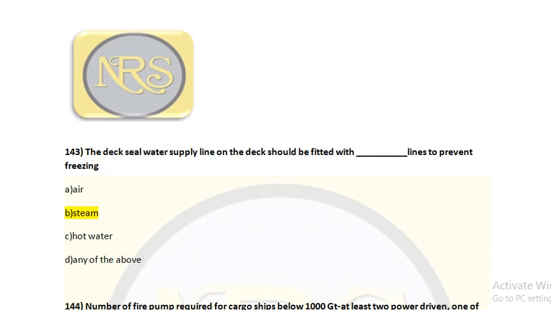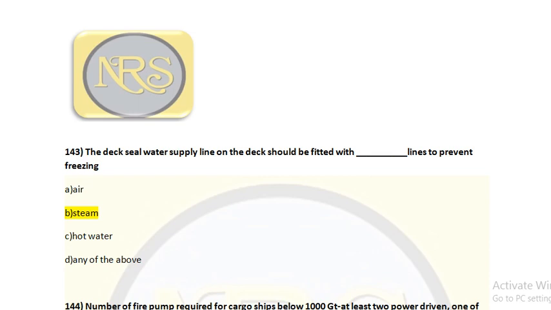Question number 143. Fill water supply line on the deck with gas line to prevent freezing. Option A, air. Option B, steam. Option C, hot water. Option D, above. The correct answer is option B, steam.